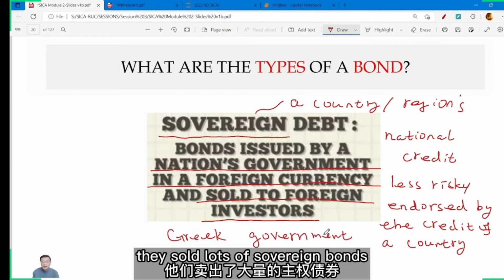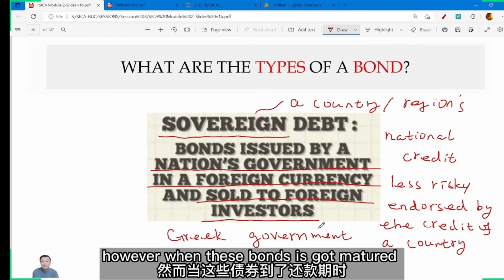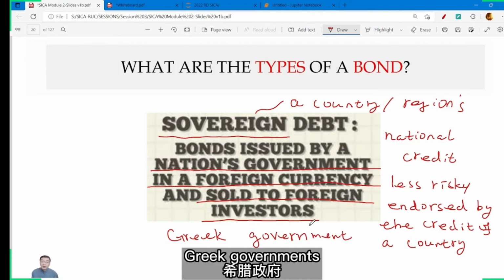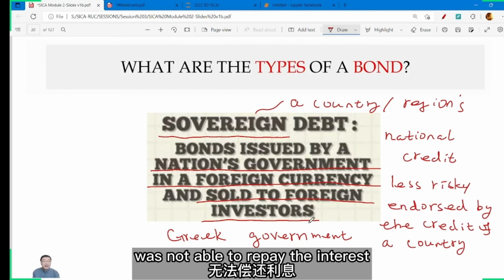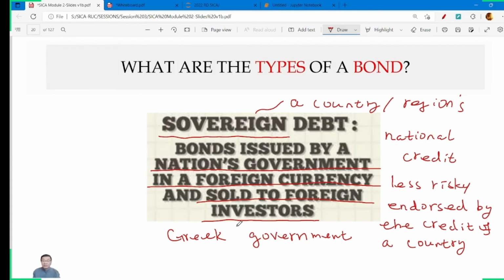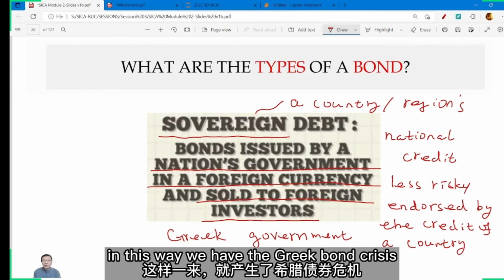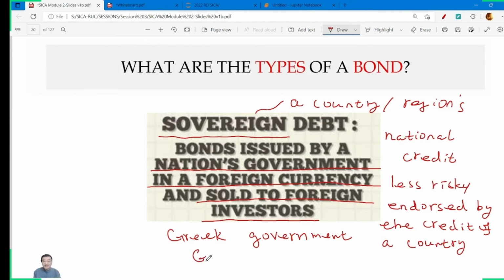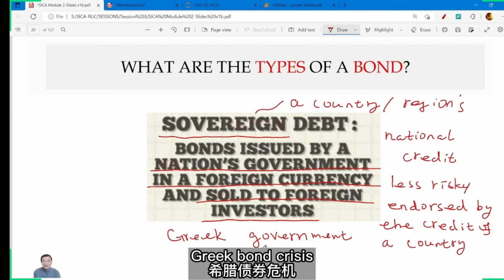They sold lots of sovereign bonds. However, when these bonds matured, the Greek government was not able to repay the interest and the principal. In this way, we have the Greek bond crisis.